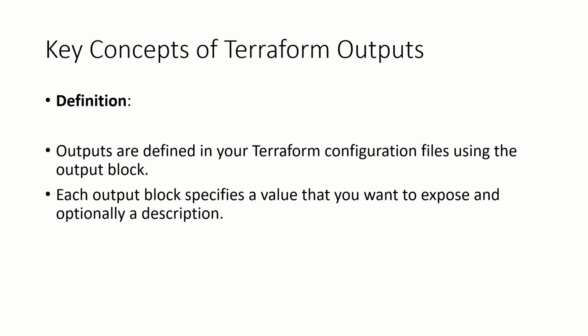Now the next point is each output block specifies a value that you want to expose and optionally a description. So this output block contains two fields, one is description and the second one is value. So the value is the thing that you wanted to output or display, and the description is the description about that value that you wanted to display. So this is about the definition of Terraform output, and you have to create a Terraform output block in order to output some information, and that block contains the description and the value.